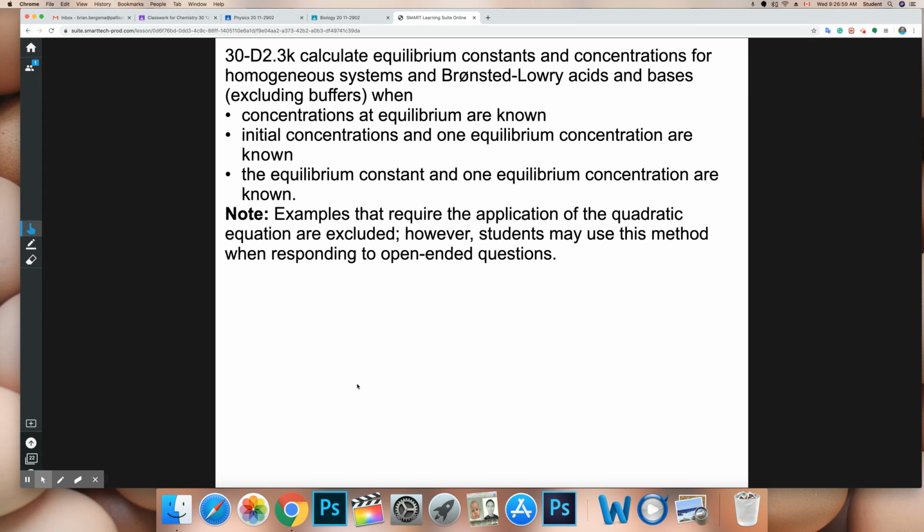And then the last one is when the equilibrium constant and one equilibrium concentration are known. Those are the cases where you have to work backwards, solving for X based on your equilibrium concentration. For those ones, often you'll need to use your rule of 1,000, because in most of those examples you would need the quadratic equation, but that's excluded. So you may use this method when responding to an open-ended question, meaning in some cases you might say, this is where I'd use the quadratic equation, but instead I'm using the rule of 1,000.